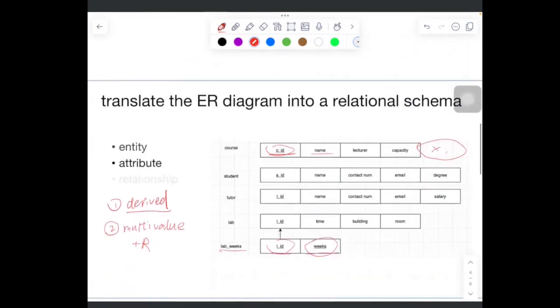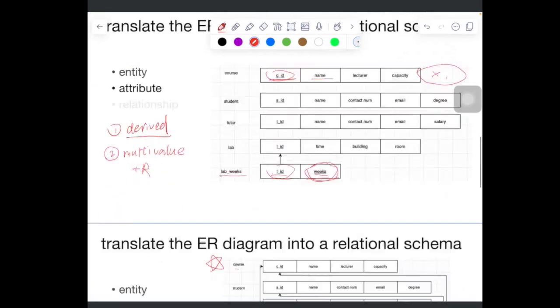For the new relation, we will keep the original attribute as the key and also the key of its original entity as its foreign key. So that's the reason why we get lab ID here as the foreign key. Is that clear? Yes. If you have got any questions, please just ask me. I will try to figure it out for you. Okay, since everyone's clear, let's move on to the relationship.